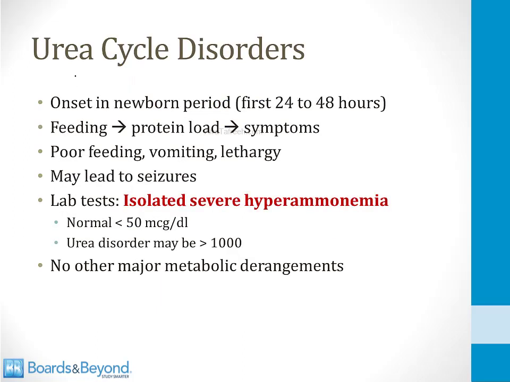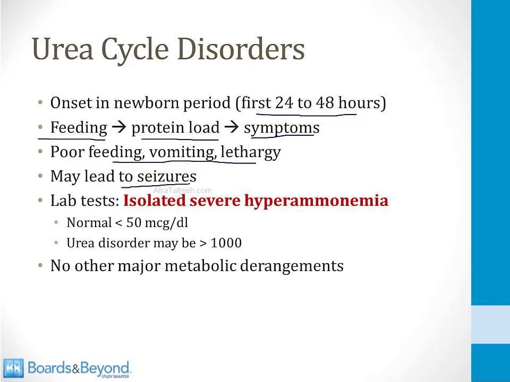Now let's talk about urea cycle disorders. I discussed these disorders in greater detail in the video on ammonia, but by way of review, these disorders usually develop in the newborn period, usually in the first day or two of life. This is because when the baby starts feeding, it takes in a protein load, and because the baby cannot metabolize urea, this leads to symptoms. The symptoms are usually nonspecific and similar to other metabolic disorders, things like poor feeding, vomiting, and lethargy.